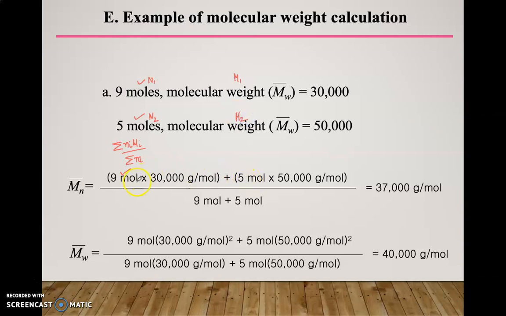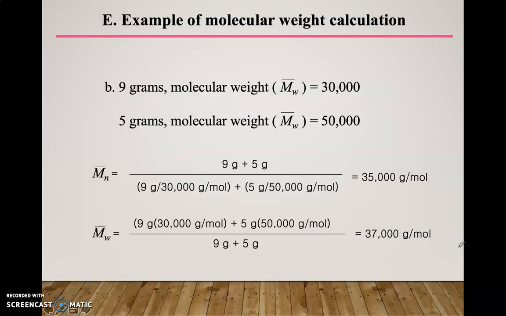Okay, so we can put the values in this formula, and we get the value as 37,000 gram per mole. Similarly, when it comes to Mw, we will use that extended formula, that is summation Ni Mi square divided by summation Ni Mi. So that is what we have done here, and we got the value as 40,000 gram per mole. Let us look at another aspect.